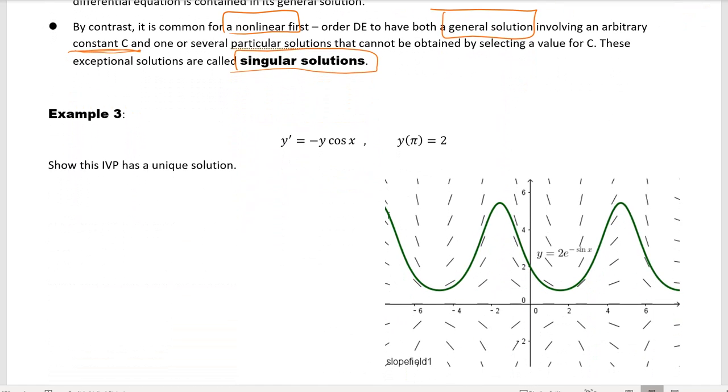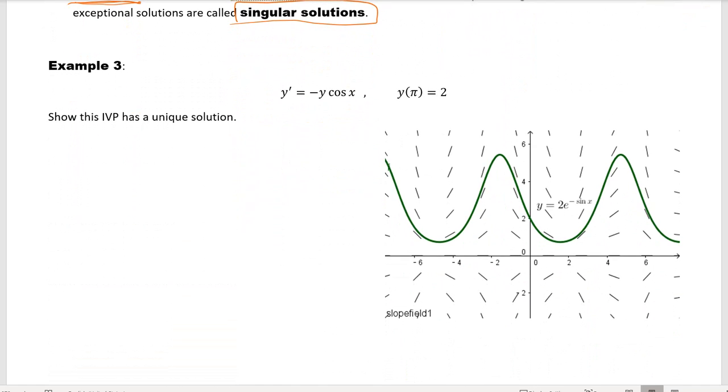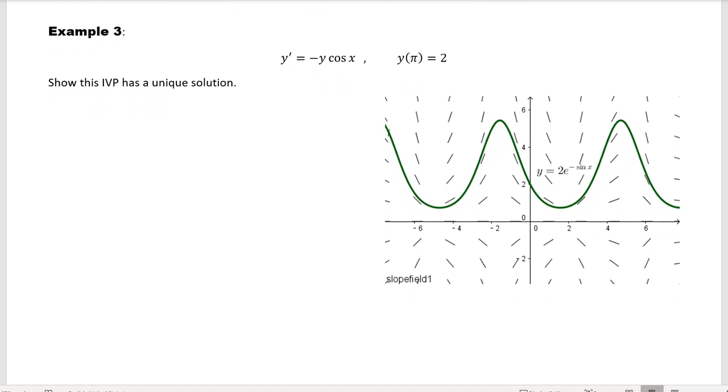All right, now let's look at more examples. Let's look at example 3. We have y prime equals minus y cosine x, y of pi equals 2. Solve this initial value problem and show this initial value problem has a unique solution. So we want to use the theorem of existence and uniqueness.